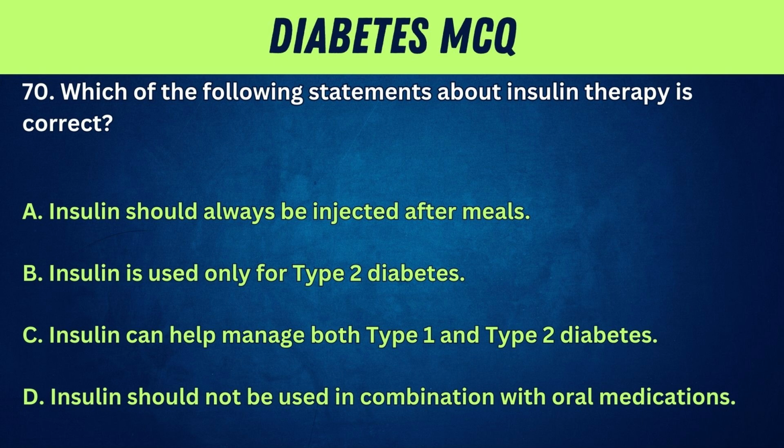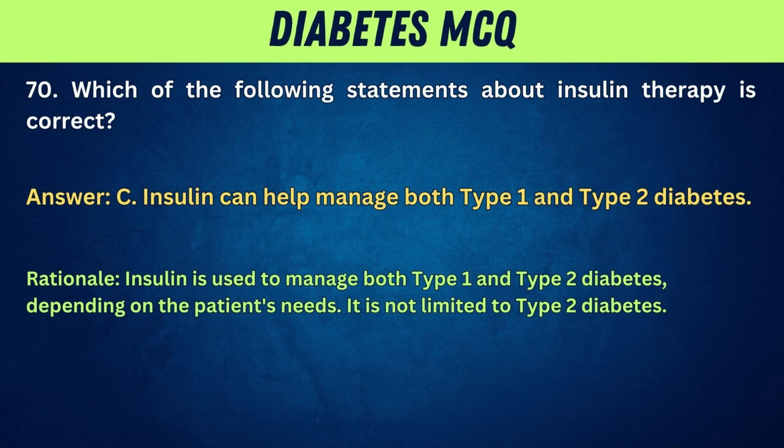70. Which of the following statements about insulin therapy is correct? A. Insulin should always be injected after meals. B. Insulin is used only for type 2 diabetes. C. Insulin can help manage both type 1 and type 2 diabetes. D. Insulin should not be used in combination with oral medications. Answer: C. Insulin can help manage both type 1 and type 2 diabetes. Rationale: insulin is used to manage both type 1 and type 2 diabetes, depending on the patient's needs. It is not limited to type 2 diabetes.